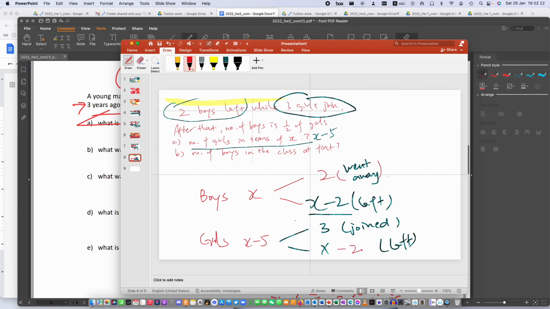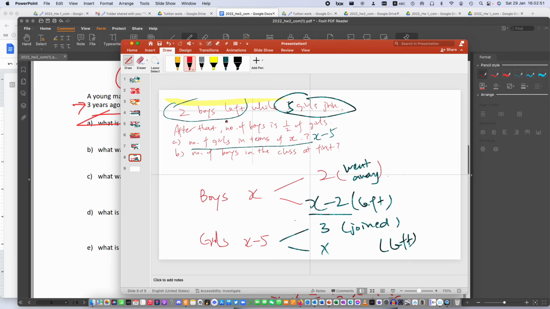Then this one doesn't make sense. Okay, let me change the number. Instead of 3, probably this is 5. So minus 5 plus 5 is x. So just now is minus 5. So 5 join, right? So it's plus 5. So minus 5 plus 5, they cancel each other, right? Done.